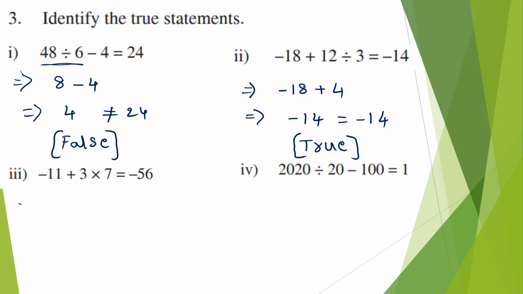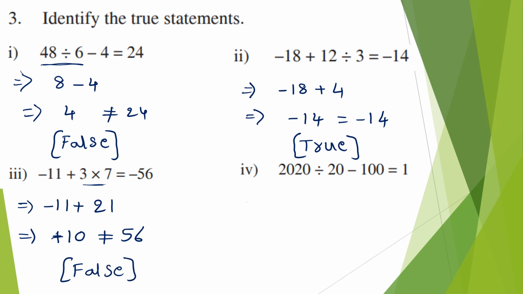Look at that. Minus 11 plus 3 into 7. First we should multiply. Okay, minus 11 plus 3 sevens are 21. So 21 minus 11, how much is it? So that is minus 10 only. Minus 10. Sorry, plus 10, right? So that is plus 10. So this is not equal to 56, right? So this is false.